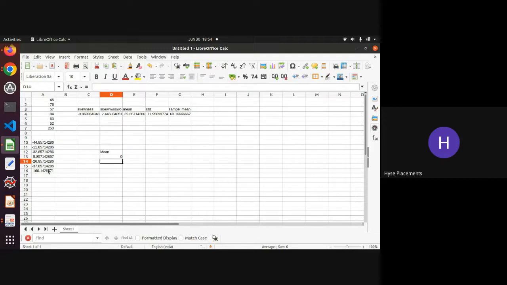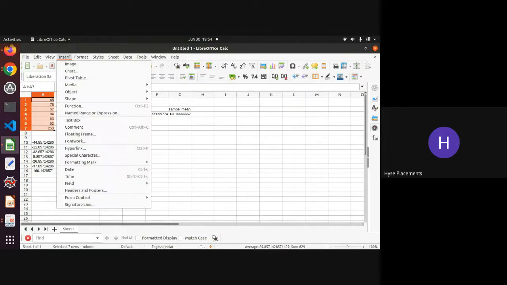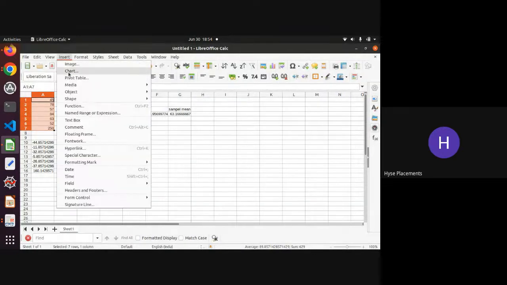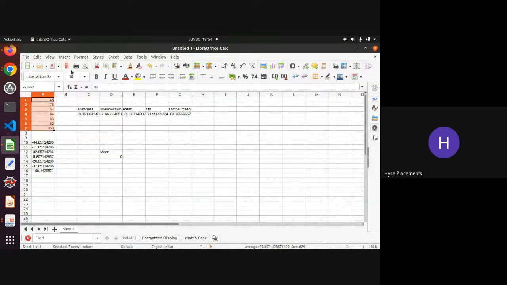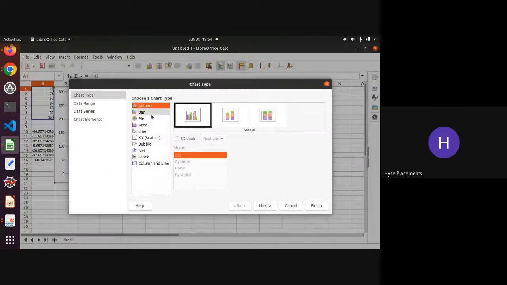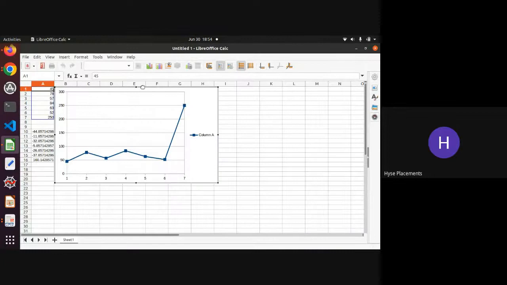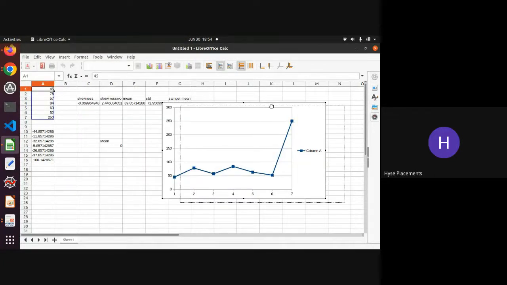So how am I saying there is no loss to my data? I'll show you. I'll select these and insert a chart. We'll use a simple line chart. Finish. So this is one chart which has the information.